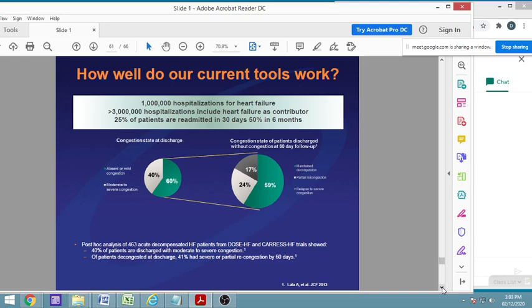Then next is what the congestion state is, and how people are now monitoring it. So what is the congestion state at the time of discharge? So there is a mild congestion or moderate congestion. If it is white color, that means 40% are having moderate congestion, and 60% are having almost no congestion. Okay. Now the congestion state, patient discharged without congestion at 60 days follow up.